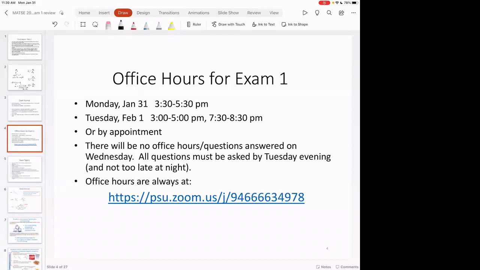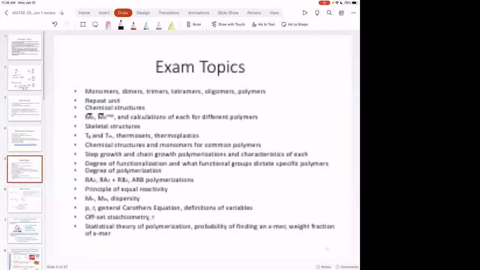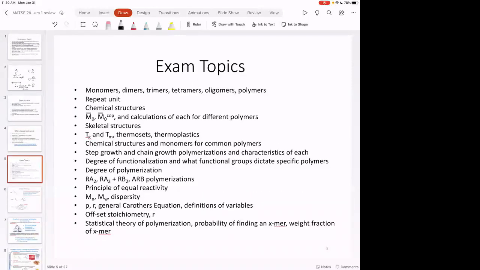All right. So these are the topics, and we've covered a lot of this. Well, we've covered it all, I think. You know, TG, TM, thermosets, thermoplastics, definitions. Could be some conceptual questions in there because we haven't done a lot of calculations on TG and TM. We just talked about this, different ways of M0, what it means, M0 copolymer.